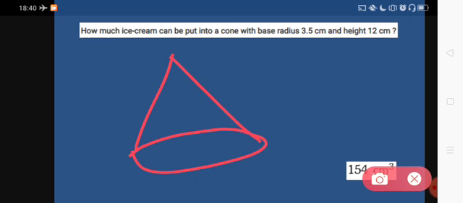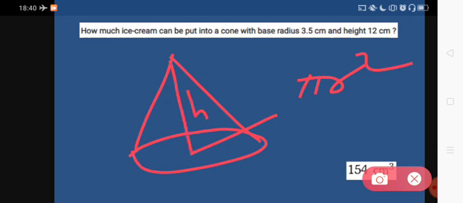This is a cone. The cone has a circular base, and above is the area. The base area is circular, its area is pi r square, and this is the height and this is the slant height.